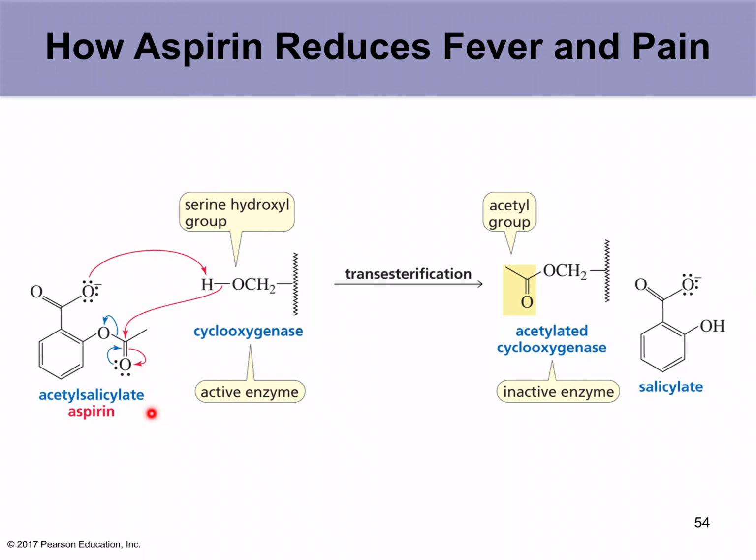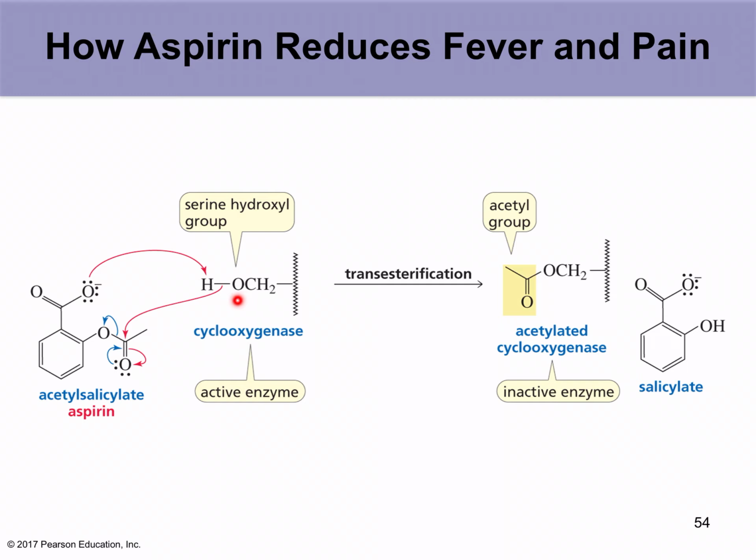Okay, so this prostaglandin synthase is composed of two enzymes, one of them cyclooxygenase. So cyclooxygenase has this CH2OH group. What is it? CH2OH, which is an alcohol, and in fact this is serine hydroxyl group. Serine is an amino acid. Okay, it has this alcohol group. So this is at its active site, and that is necessary for the enzymatic activity. Okay, when this CH2OH group reacts with aspirin in a transesterification reaction, the enzyme is inactivated.